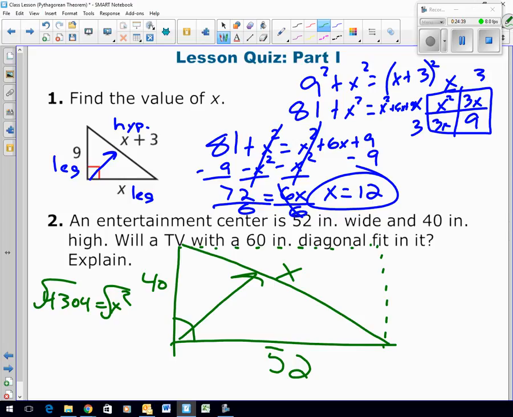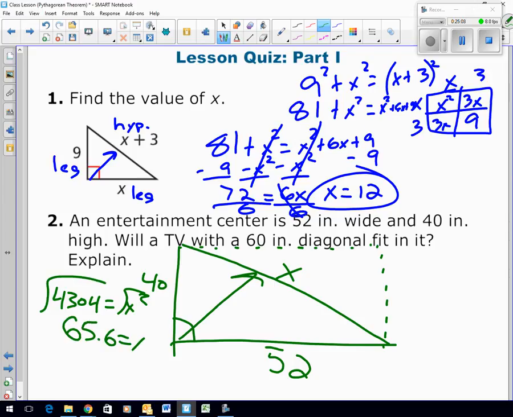I get 36.11. Whoa, we did something wrong here. Alright, hold on. 40 squared plus 52 squared, I'm getting 4304. Square root of 4304 is 65.6, right? Okay. So x squared equals 4304, square root both sides, 65.6.